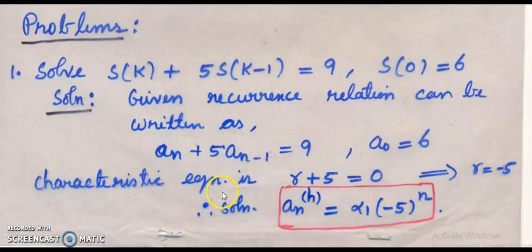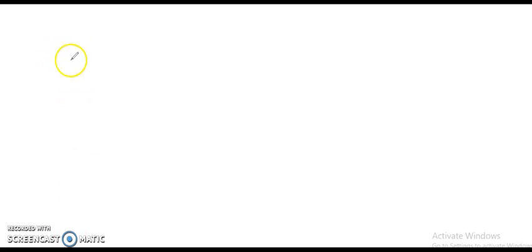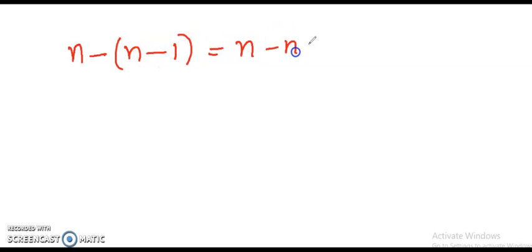Now the characteristic equation. In order to write the characteristic equation, we need the order first. To find the order, the highest term is a_n, the lowest term is a_{n-1}. So we subtract the least term's suffix, n minus 1, from n, that is n minus (n minus 1), expanding we get 1. So the order is 1, okay, the order is 1.